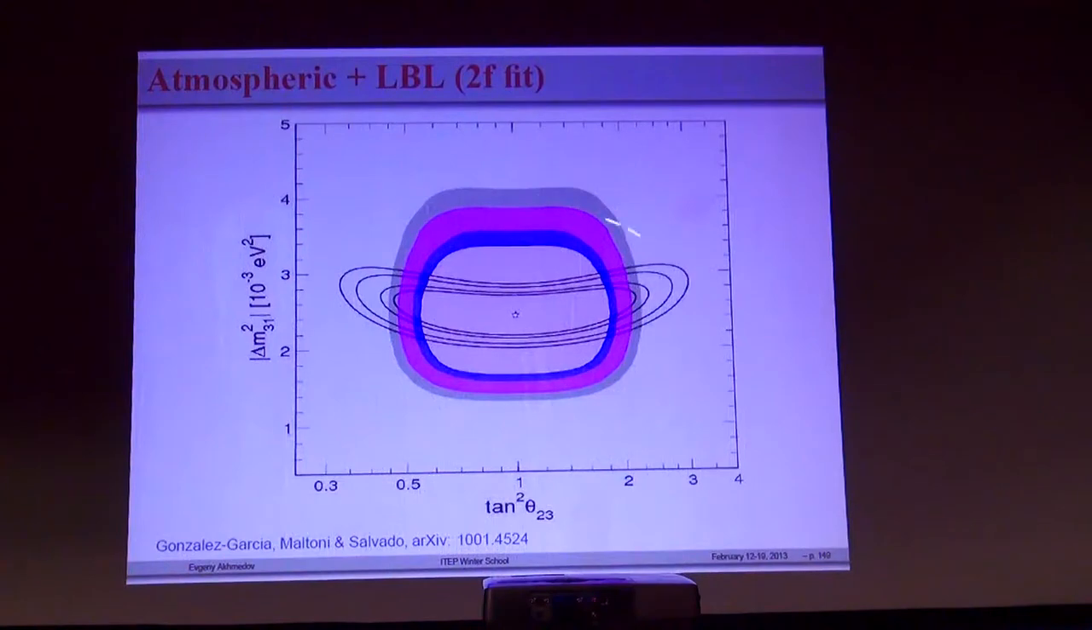This is the plot of allowed parameters in the axis of mixing angle theta 2,3 and delta m squared 3,1. This is what was obtained from the atmospheric experiment, and this is from the accelerator experiment. They are in good agreement with each other.